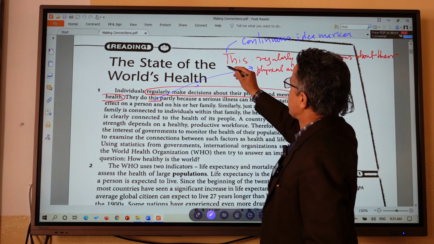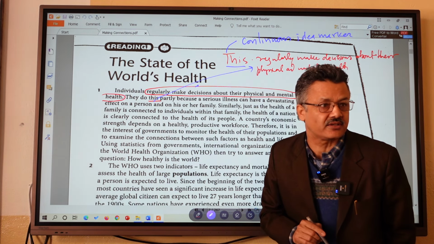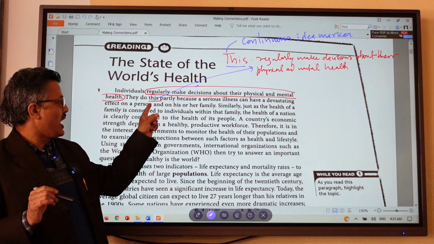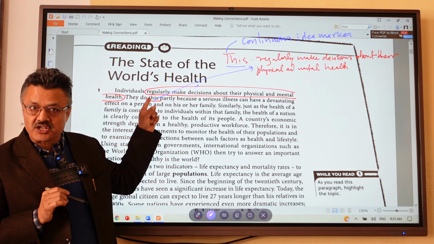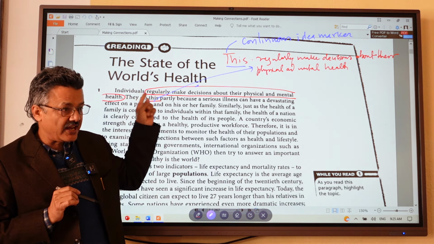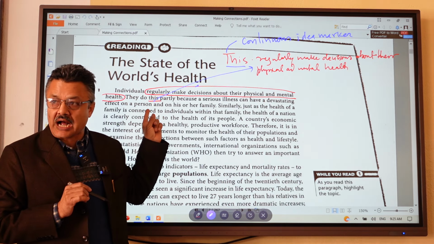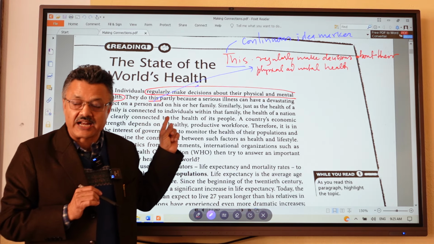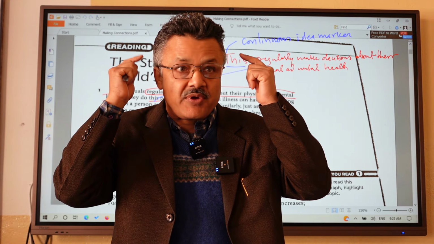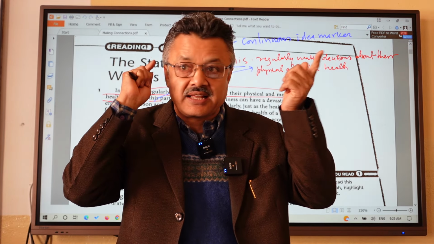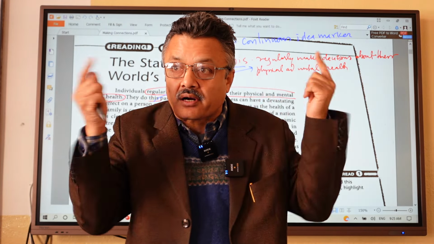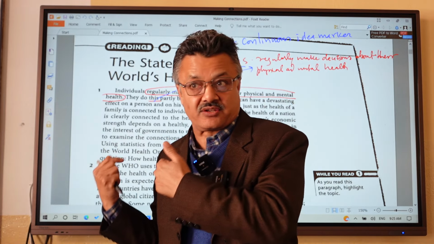So this is a continuous idea marker, right? Now look, to understand what this means, you must remember what you read in the first paragraph. Without remembering what sentence one said, you can't understand sentence two. I repeat, without recalling what you read in sentence one, people make decisions about their physical and mental health. Without remembering this idea, you cannot understand what the word this means in the second sentence.